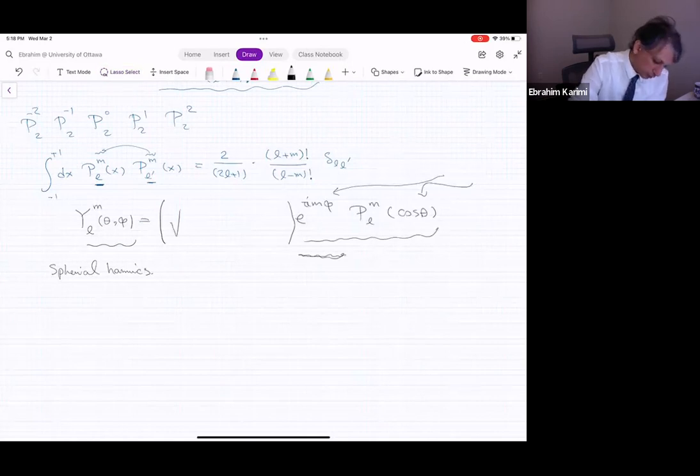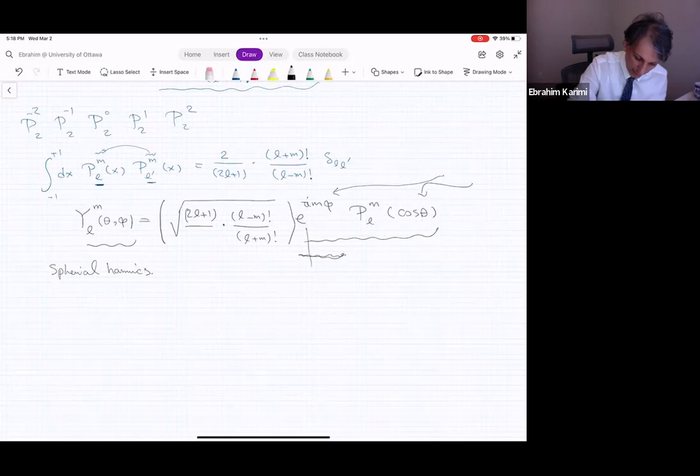So that will be square root of 2l plus 1, which is not coming as a surprise because we knew previously that is the coefficient that you needed for normalization, divided by 2. And then you have another one, which is (l minus m) factorial divided by (l plus m) factorial. I think that should not be 2, that should be 4 pi, because I need another one divided by square root of, if you recall that one, in order to have a normalization, it should be 1 divided by square root of 2 pi. So that should be 4 pi.